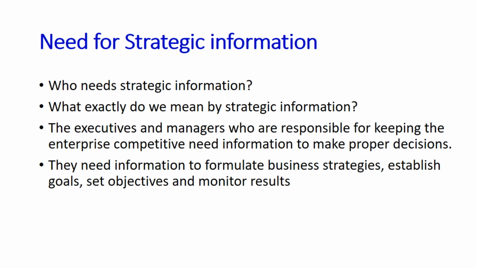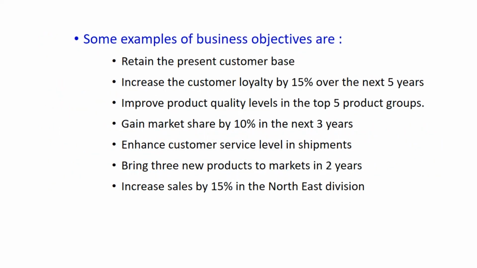Need for strategic information. Who needs strategic information? Operational information is that which is fed into database systems, the traditional database systems which students normally study as part of a database management system. But in a data warehouse, the information is strategic in nature. The data warehouse is used as a decision support system, DSS. So what do we mean by strategic information? Now see some examples, objectives.